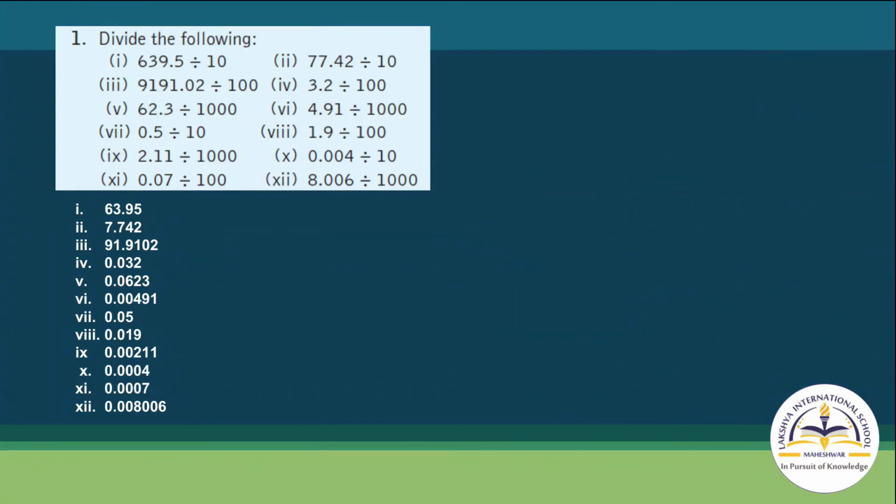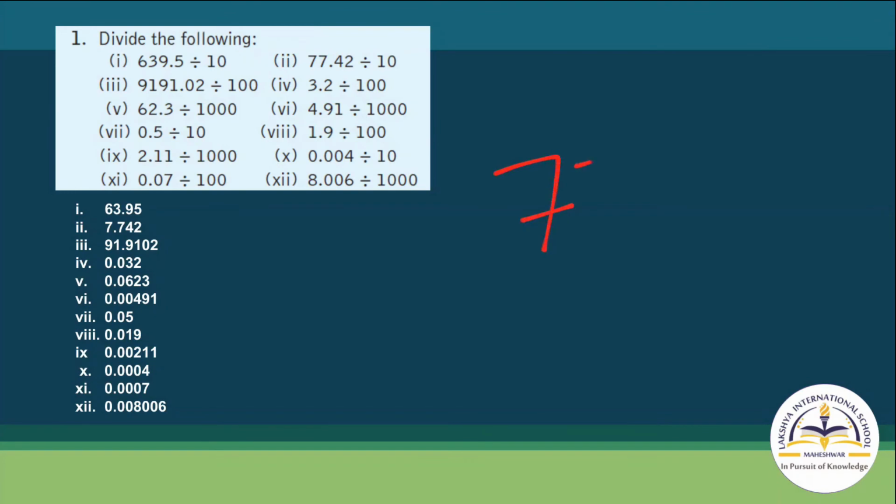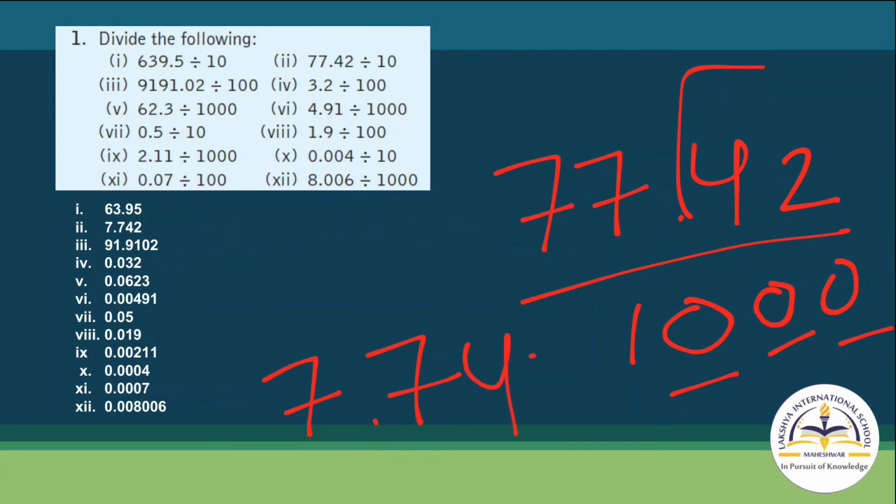Okay, now we will solve another question. 77.42 divided by 10. Now again, how many zeros are there? 1 2 3. Now 7.742, so it is like this, 1 2 3. Okay, so like this you have to solve this question.